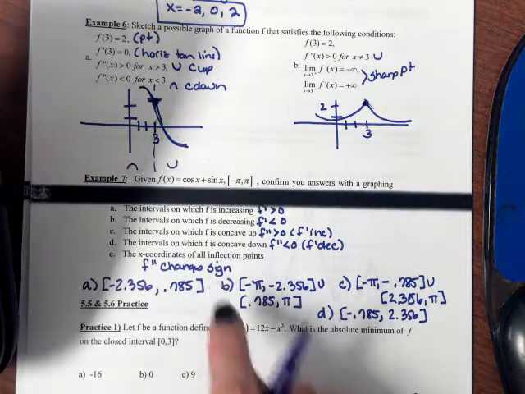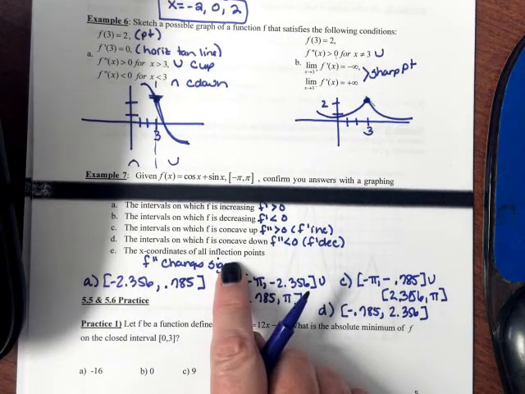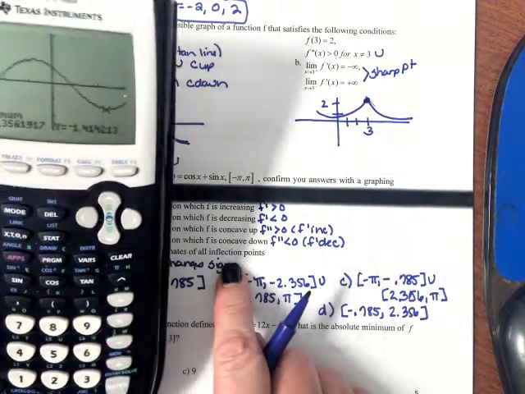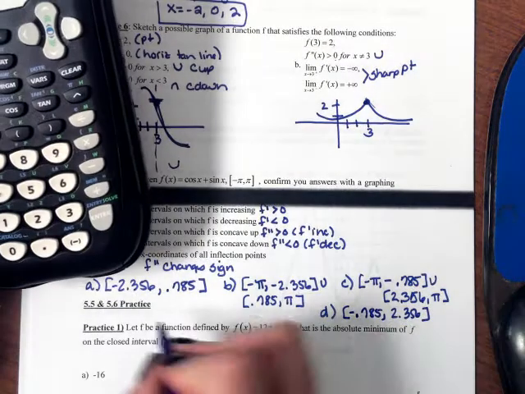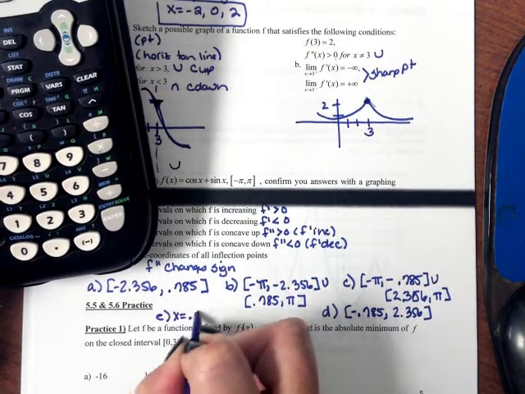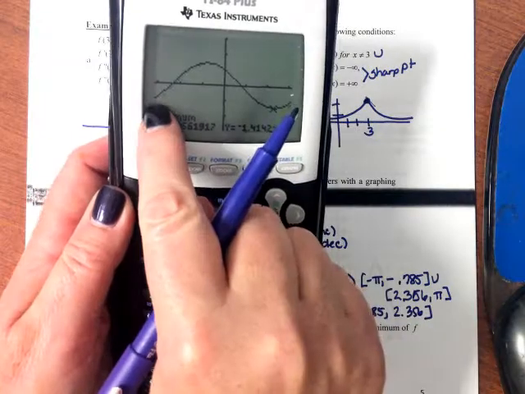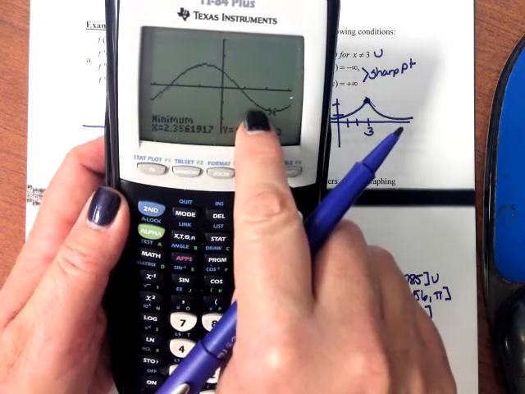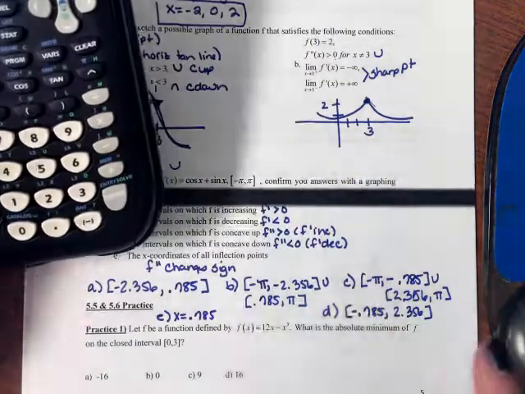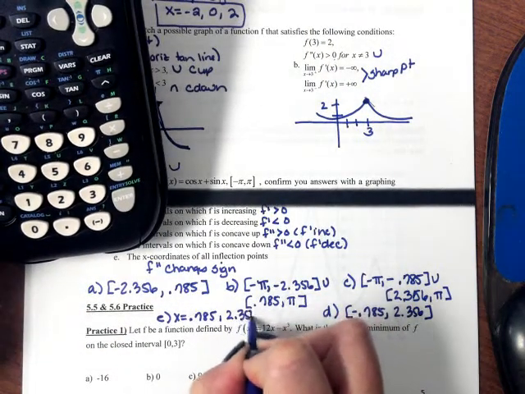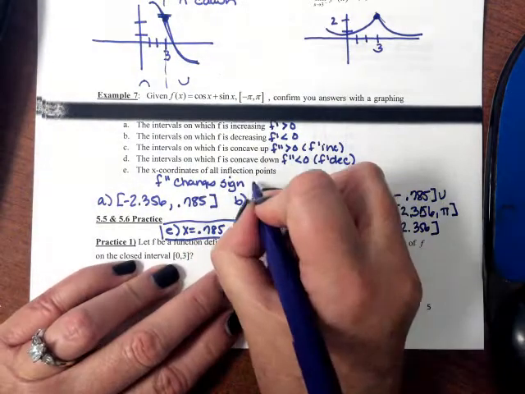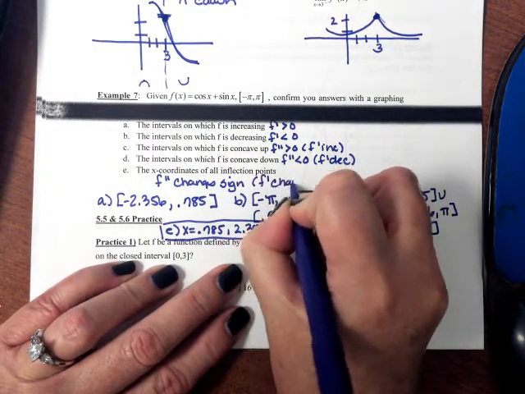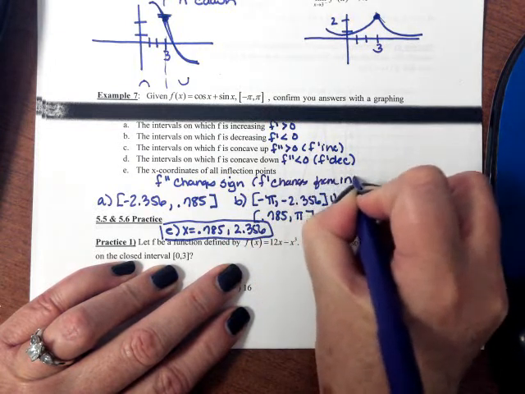So now I can take a look to find where I'm changing concavity. So again, I'm changing concavity where f prime changes from increasing to decreasing. So I know I have an inflection point at x equals 0.785, because that's where f prime changes from increasing to decreasing. And then I'm also going to have another inflection point at x equals 2.356. So when you're reading the graph of the second derivative, we're looking to see where f double prime changes signs or where f prime changes from increasing to decreasing.